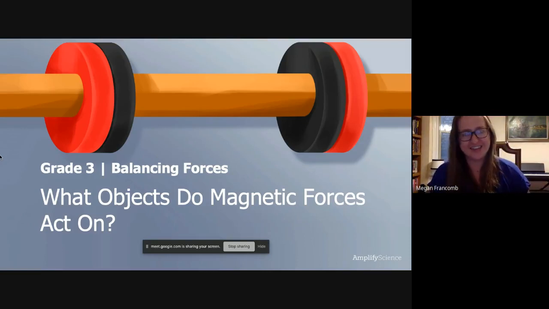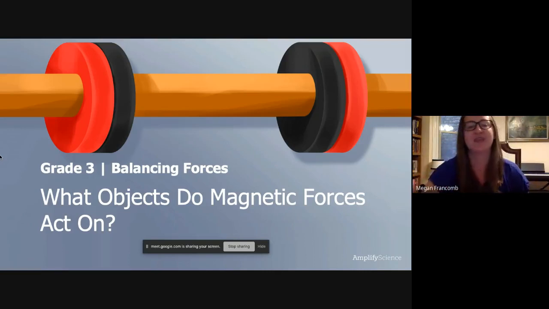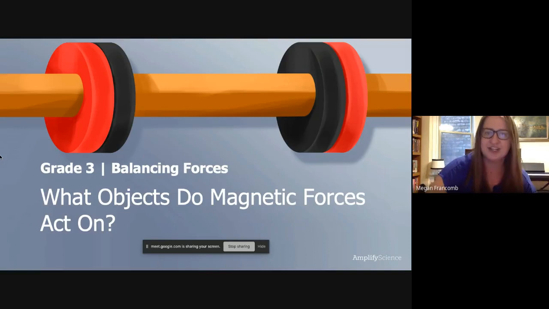Hello, third grade scientists. Last week we learned what a force is. It's when something pushes or pulls on another object. And this week we're going to focus on magnetic forces. And today our question is, what objects do magnetic forces act on?